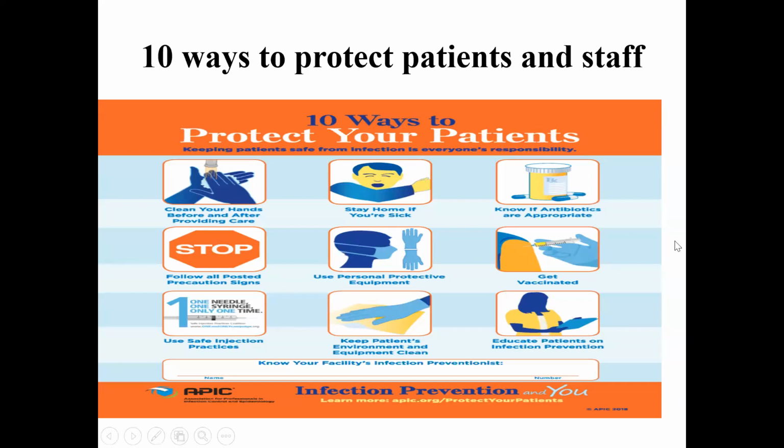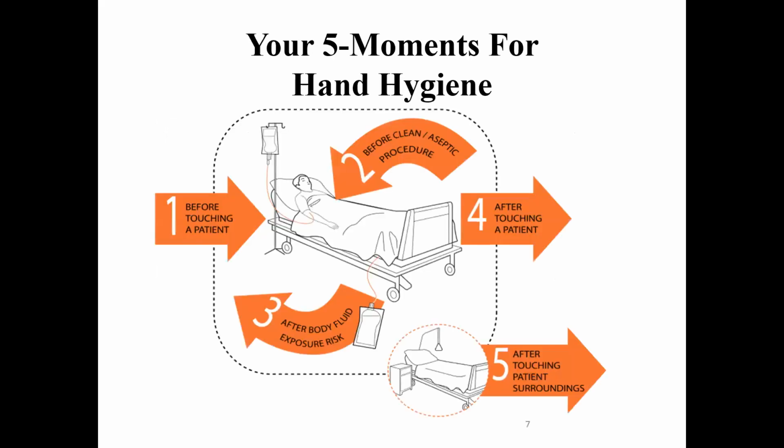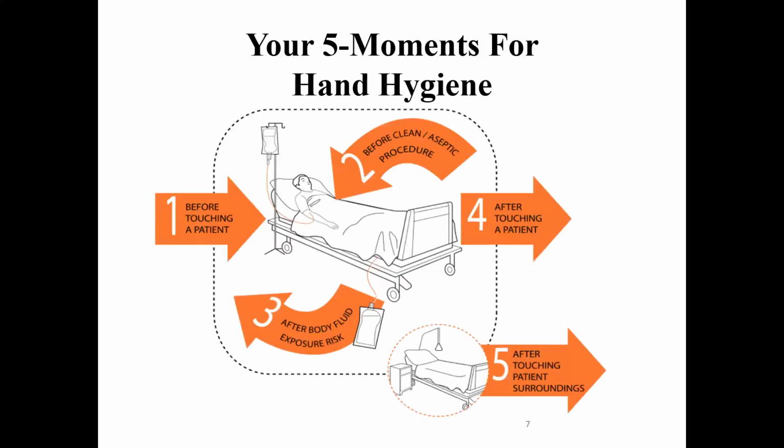So next, we are going to start basically with hand hygiene. We have to perform hand hygiene, emphasizing the 5 moments of hand hygiene. We are emphasizing technique, how long you take, and knowing what to use. Can I use a sanitizer here? Can I use soap and water? So basically, it is cleaning the hands by the use of soap and running water or alcohol-based hand rub, basically known as sanitizer.